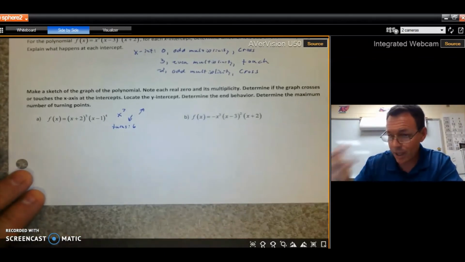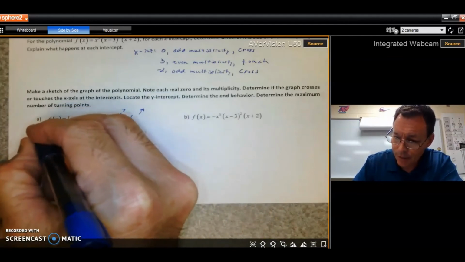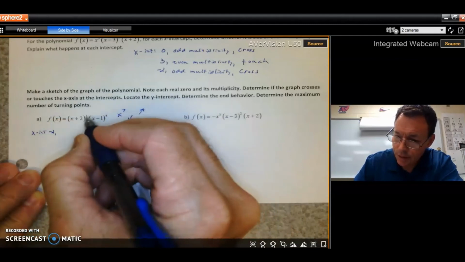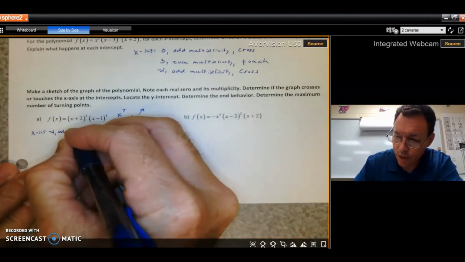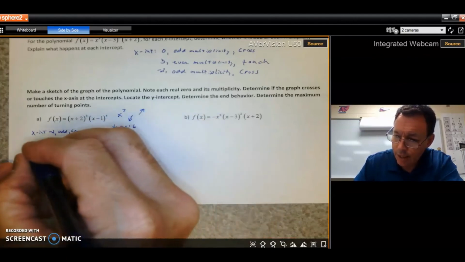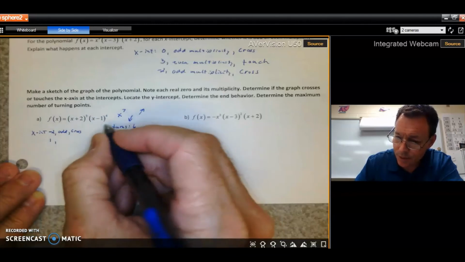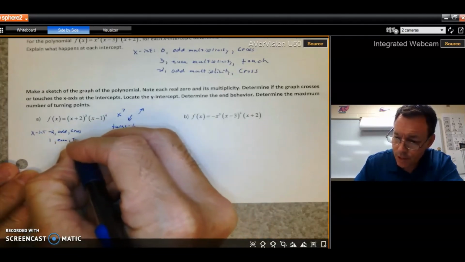All right, so what else do we have? We know some intercepts. Our x-intercepts would be -2. Notice that is an odd multiplicity, so we know we're going to cross. We also know +1 is an x-intercept. That's an even multiplicity, so we know it's going to touch.